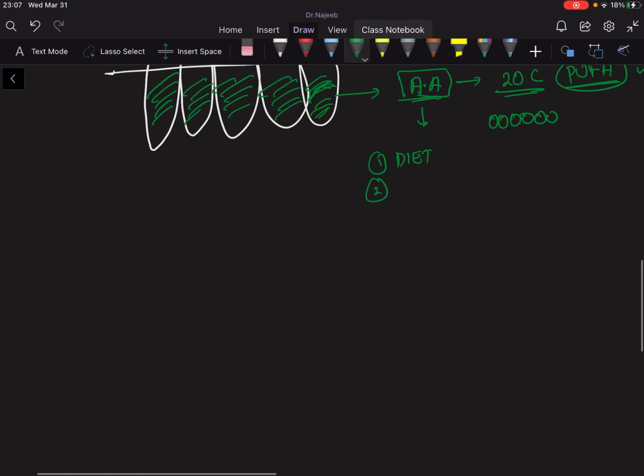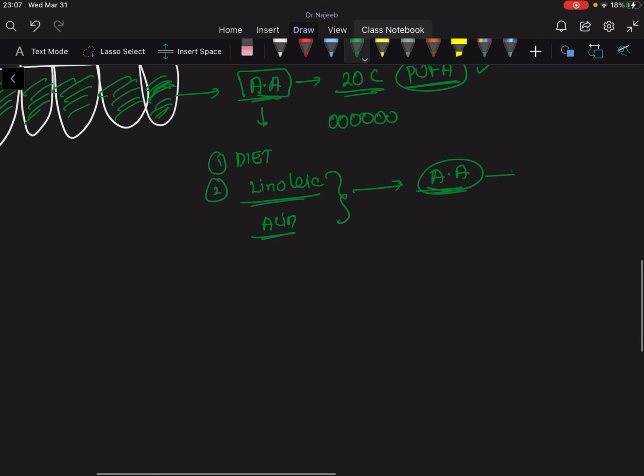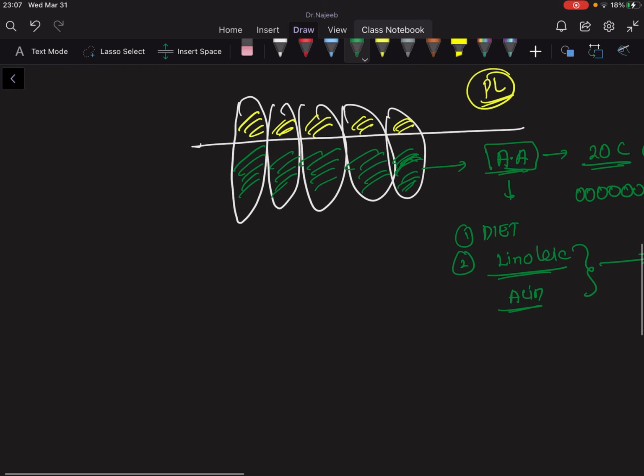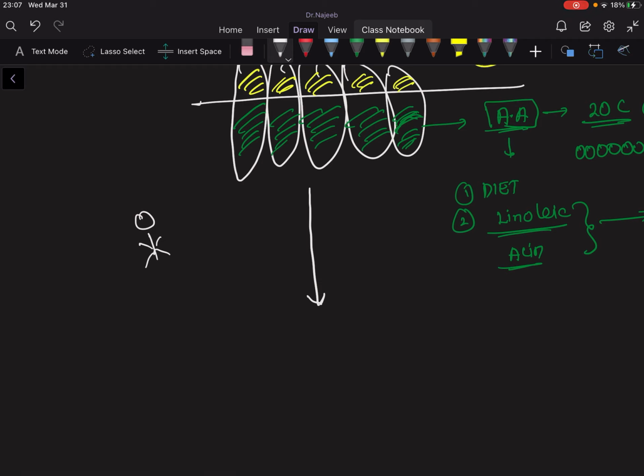Or there is a substrate called linoleic acid, and this linoleic acid is converted into arachidonic acid, and this arachidonic acid is esterified into the phospholipids. So we have to separate these phospholipids and this arachidonic acid, right? How can we do that? There is an enzyme which will separate the phospholipids and the arachidonic acid.